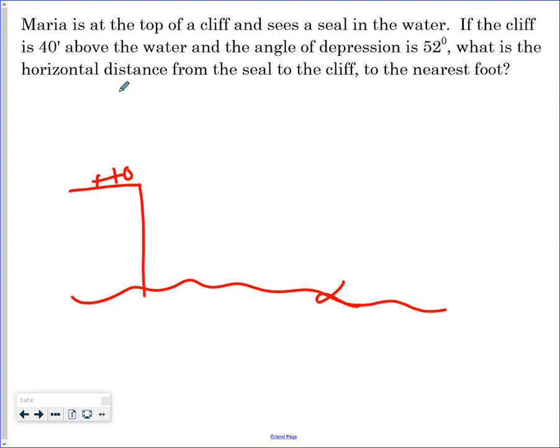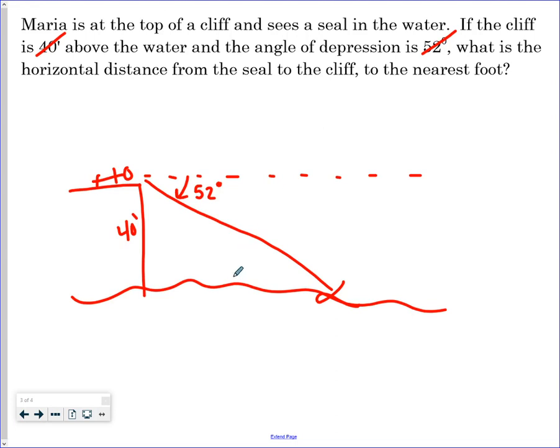Okay. So the first thing I see is the cliff is 40 feet above the water. Where does that go? It goes right above the water. The vertical, right? Right here. Somebody get that that's the 40 feet. Okay? Angle of depression is 52 degrees. So here's her line of sight, right? Angle of depression to the seal is 52 degrees. Do you guys see how I drew the horizontal to the ground or the ocean or whatever here? The line of sight and then going down is the 52? That's depression, right? Okay.